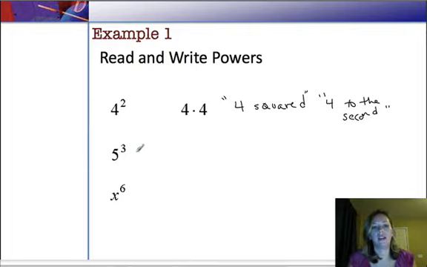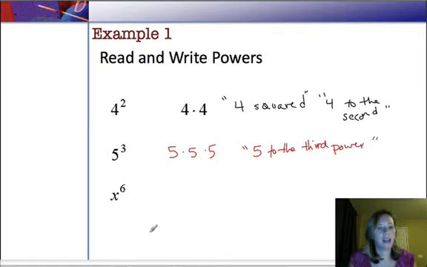If I have this power expression, that means 5 times itself 3 times. So 5 times 5 times 5. And if I wanted to say that out loud, we would say 5 to the third, or 5 to the third power.